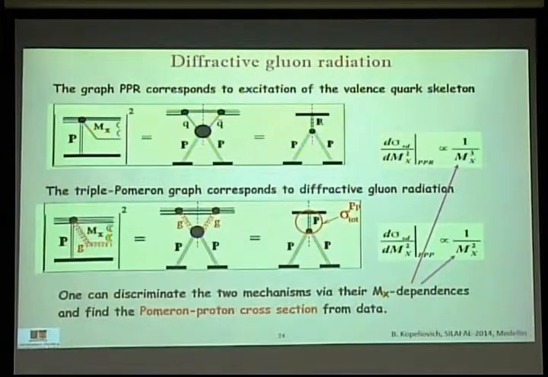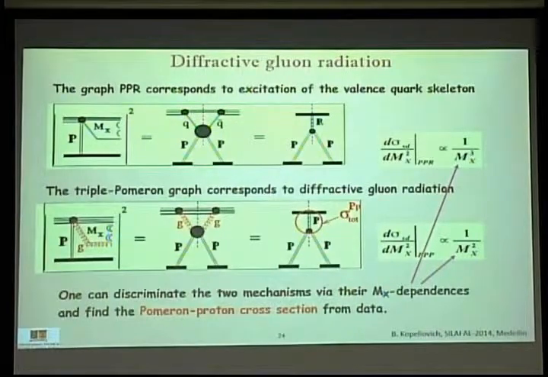And now I want to say a few words about specific features of gluons, which we observe just in soft diffraction. As I said, diffractive gluon radiation corresponds to the so-called triple Pomeron contribution in terms of Regge phenomenology. And experimentally, we can perfectly discriminate between gluon radiation and no radiation. If we have no radiation, it's the so-called PPR term, and in Regge phenomenology, the M squared distribution is 1 over M cubed.